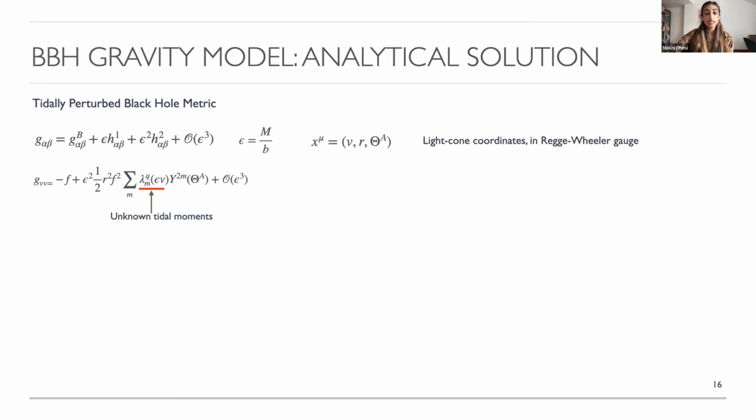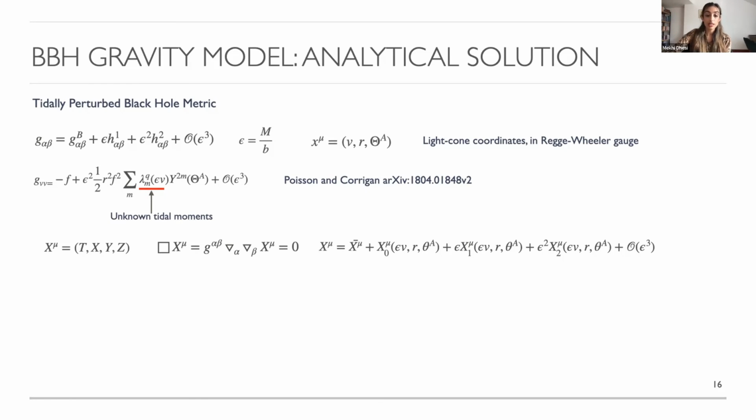And I'm showing you the leading piece here of the time component, and underlined in red again is the unknown tidal term, which needs to be matched to the exterior. So these expressions exist in the literature by Poisson and collaborators, and we want to transform these into harmonic coordinates. What we do is we find the transformation by ensuring that they satisfy the standard box equation when they themselves are written as an expansion in terms of epsilon. So then we plug this all in and solve the box equation order by order in epsilon.